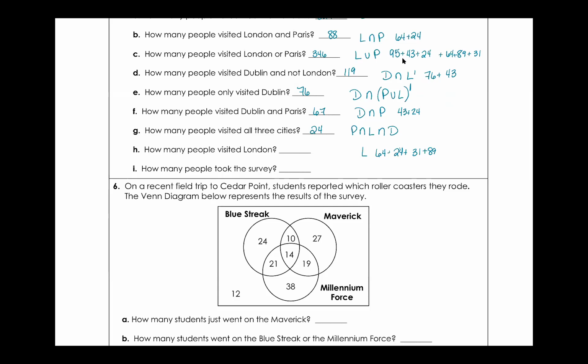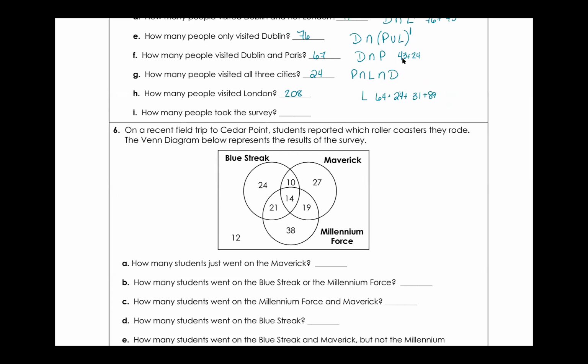So that's it. So I want you to take a peek now. Look at H and look at E. How many people visited London versus how many people only visited Dublin? So only visited Dublin is different than visiting London. So try to get used to that little vernacular, the way they're using it. 208, and then of course, how many people took the survey? You would add up everybody in the universal set, Paris, London, Dublin, and that 78 in the bottom corner, which would be 500 people.